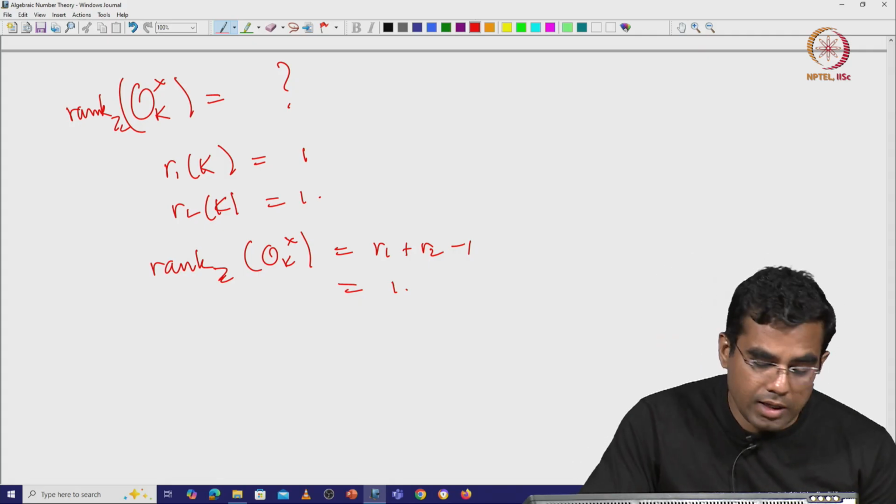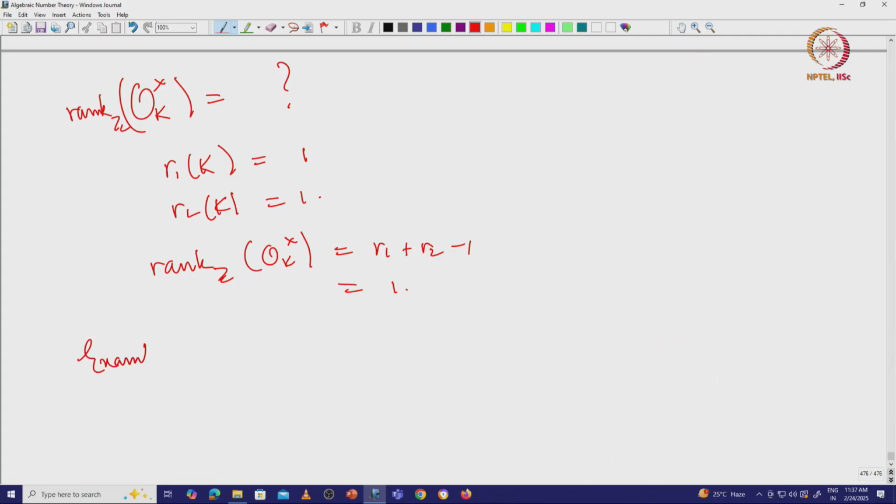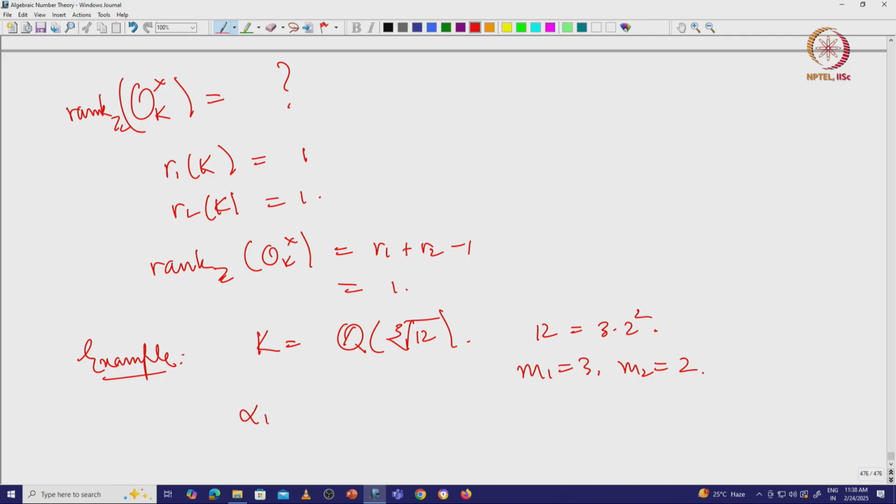little bit later, but let me do an example here which will illustrate both the theorem as well as how to find unit here. So, you take k to be cube root of 12, right. So, you can write 12 as 3 times 2 square. So, m 1 is 3, m 2 is 2, right. So, yeah. So, alpha 1 is cube root of 12 and alpha 2 is cube root of 3 square times 2, which is 18.